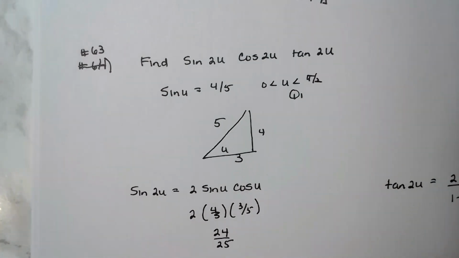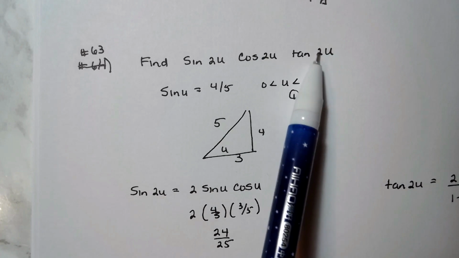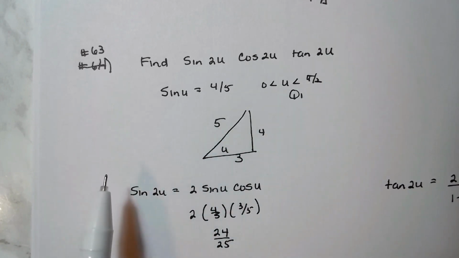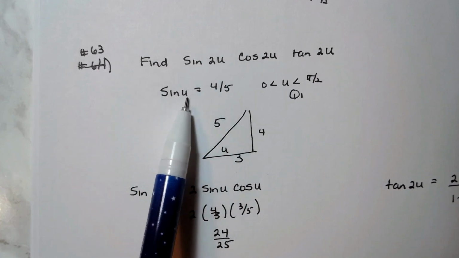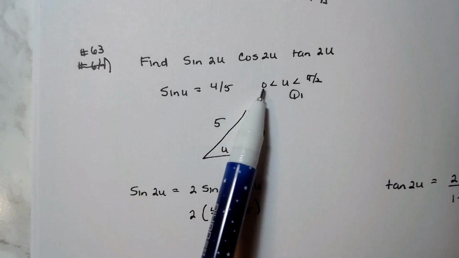Finally, I didn't get to finish number 63 in block 3. I think I finished it in block 1, but I don't think I finished it in block 3, so I wanted to do it over. You're asked to find the sine, cosine, and tangent of 2u, the double angle formulas. Again, you'll have a formula sheet for that. The information they're giving you is that the sine of angle u is 4/5, and that angle has to be between 0 and pi over 2.